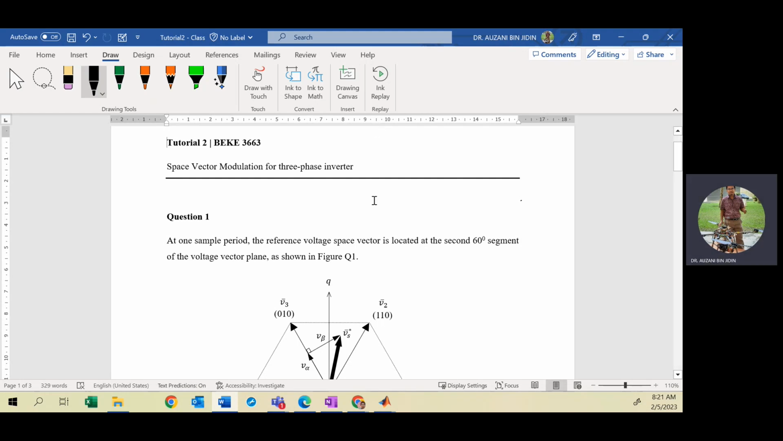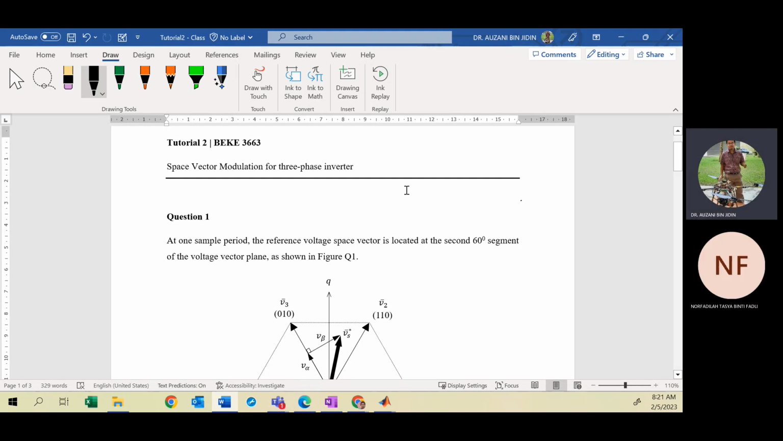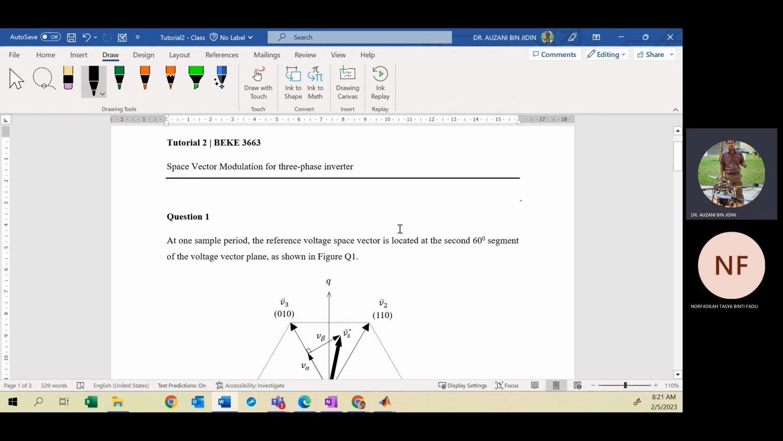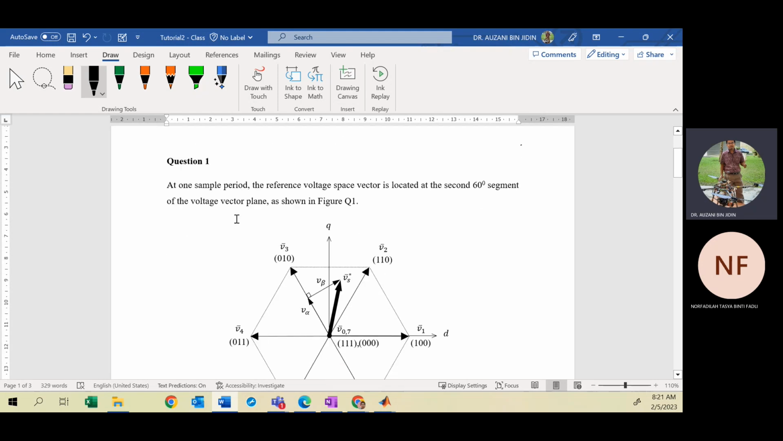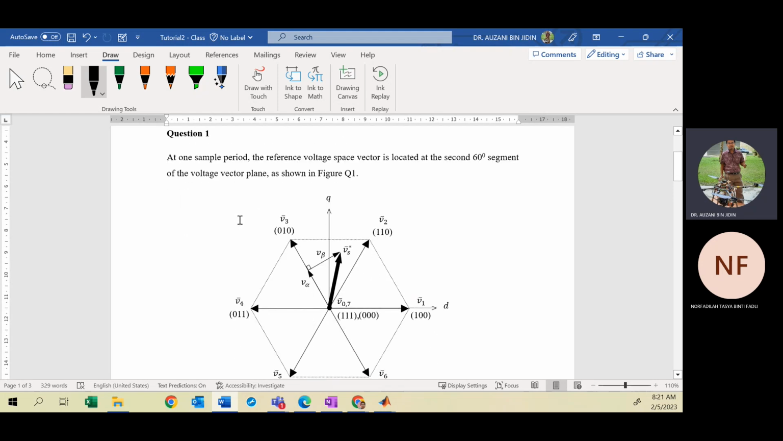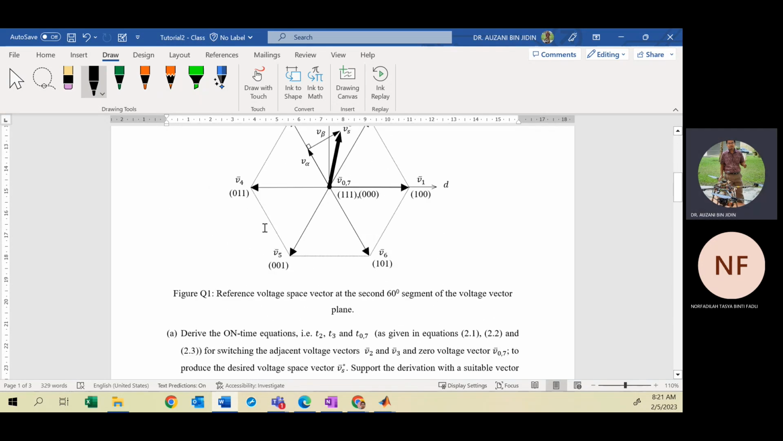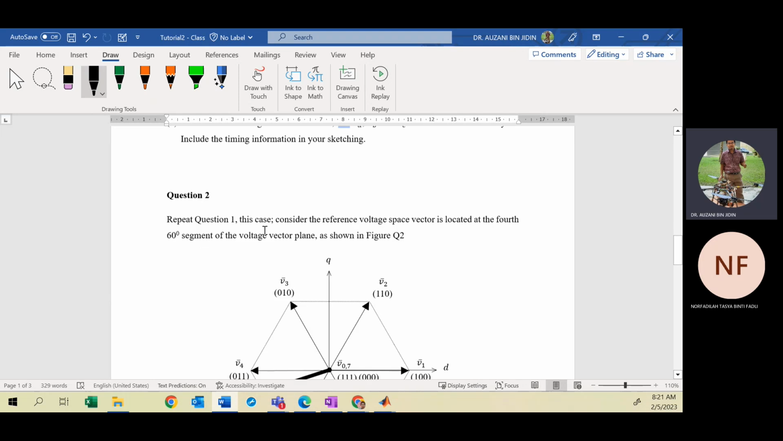So we can start our lecture, tutorial to discuss the topic on space vector. So this is tutorial number 2, tutorial for the second chapter. Actually this tutorial, we have 3 questions. I think the shape of the question is similar. You have 3 questions here, question 1, 2 and 3.